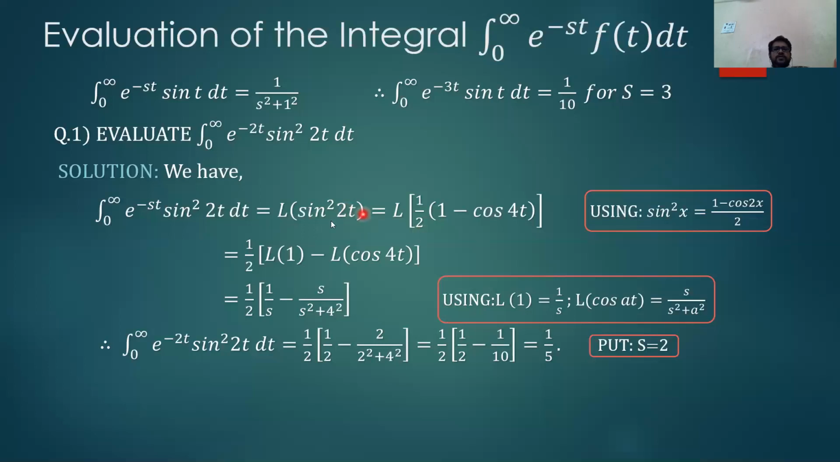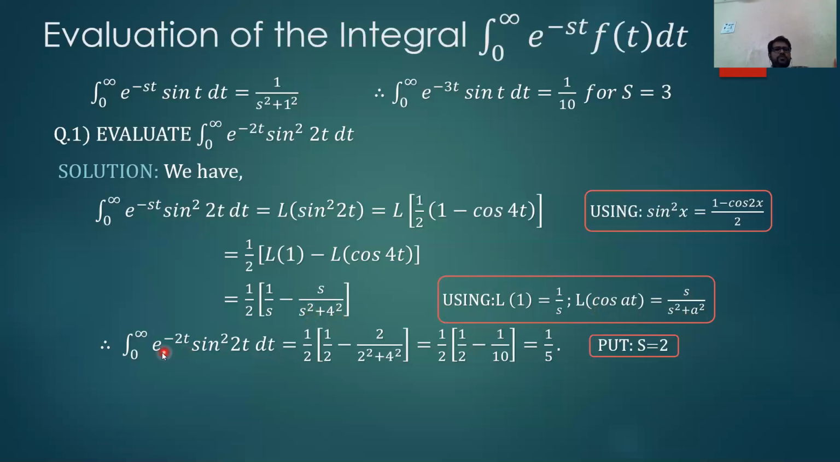Here the angle is given as double angle, so we can multiply by 2 and we get half of 1 minus cos 4t. So 1 by 2 is common, so we can take it outside, and provide the Laplace transform of each term: Laplace of 1 minus Laplace of cos 4t. Now apply the formula. Laplace of 1 is 1 by s, so here I have written 1 by s. And Laplace of cos 4t: use the formula Laplace of cos at equals s upon s square plus a square. So instead of a, write 4, so s upon s square plus 4 square.